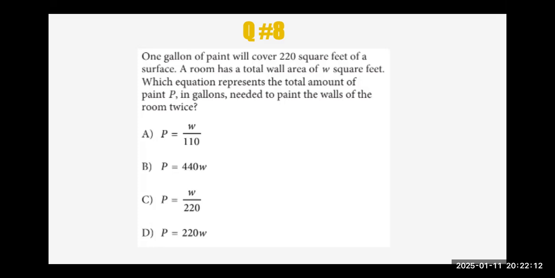So basically, when you want to paint the room once, it would be like W over 220. But we're asked what's the total amount of paint? You need to do it twice. So then we need twice as much paint to paint it twice. So we just multiply by 2. Good.